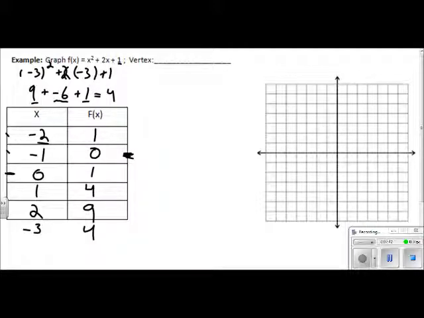So we've got some points to use here. We have our negative 3. It goes up 1, 2, 3, 4. We have negative 2, which goes to 1. We have our negative 1, which goes to 0. Our 0, which goes to 1. 1, which goes to 4. And our 2 goes all the way up to 9, which looks like it would be about there.